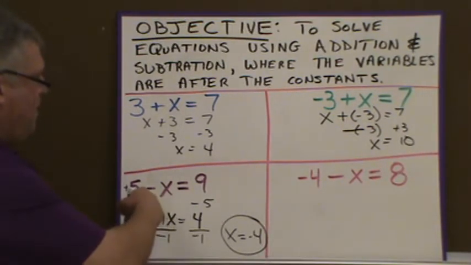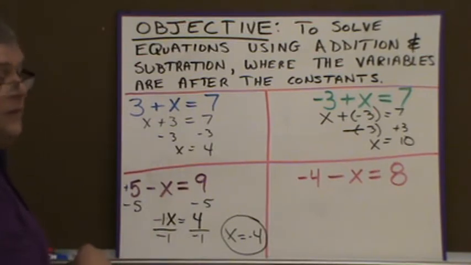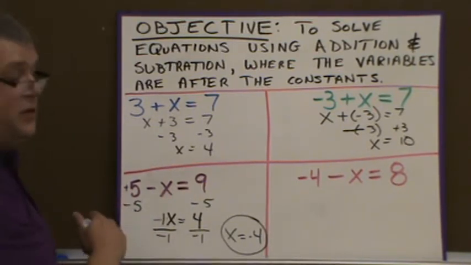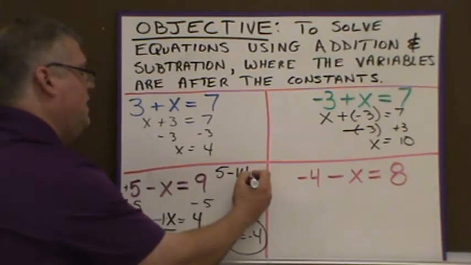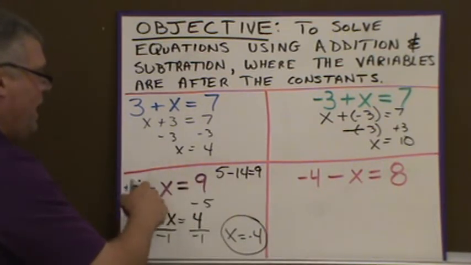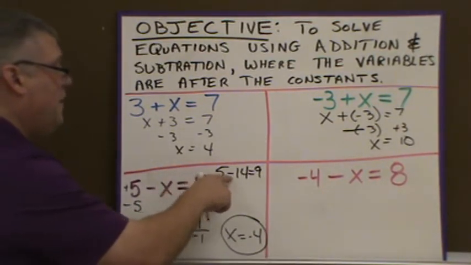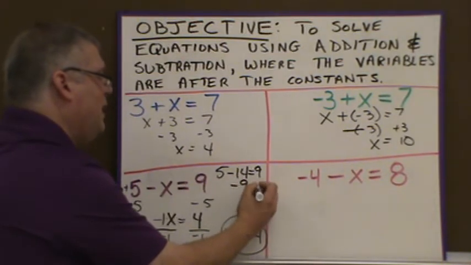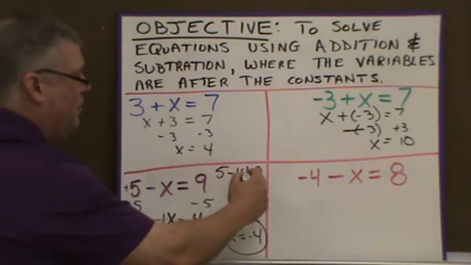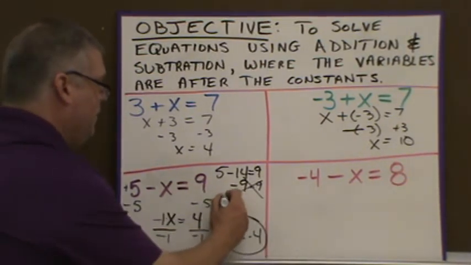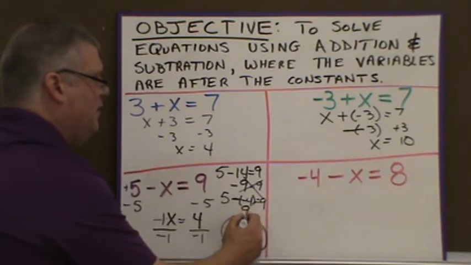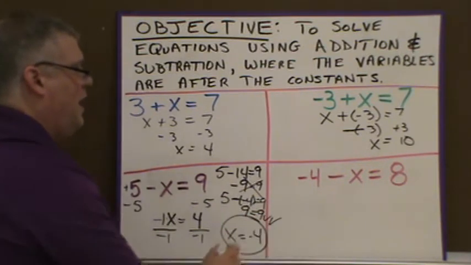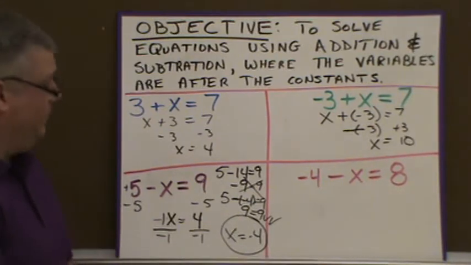If I had done plus 5 to the other side, I would have ended up with 14 as the answer. Let's see which one's correct. Plug it back in. I have 5 minus 14 equals 9. That's using the answer if I had added 5 to the other side. 5 minus 14 gives me negative 9 equals 9. That's not true. However, 5 minus a minus 4 becomes 5 plus 4, which is 9. So our double check does work for that answer.